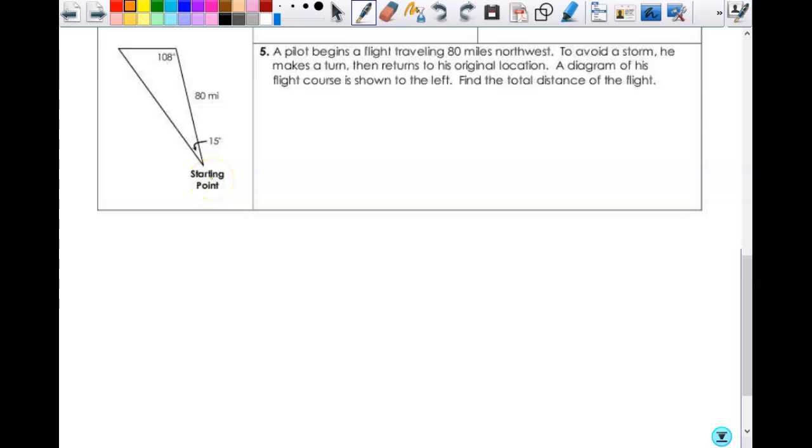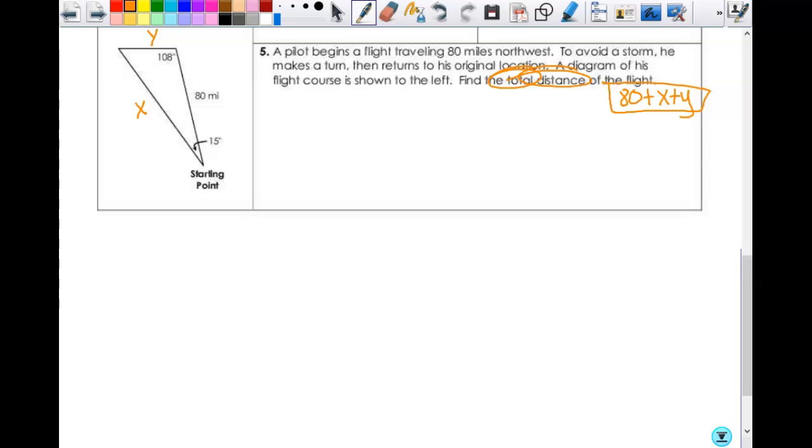If I want the total distance he traveled, then basically I want the perimeter of the triangle, right? So I need to find side lengths. This is going to be x, this is going to be y. So in the end, since it says total distance, I'm going to need to take this 80 and add it to x and add that to y. And I'm writing that down for myself so I don't forget to actually do that in the end.